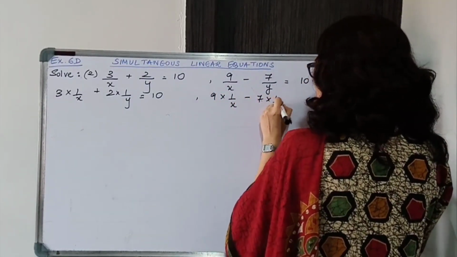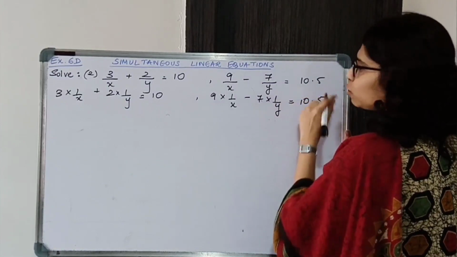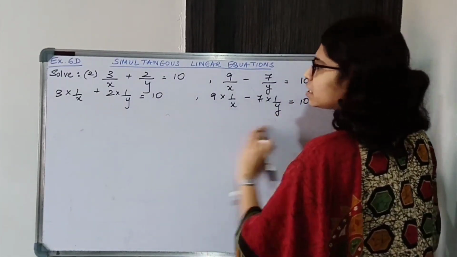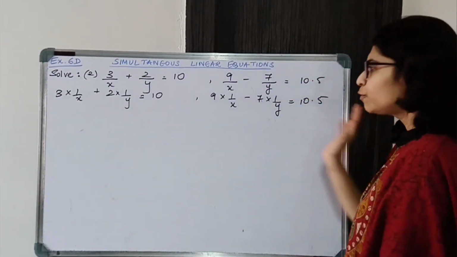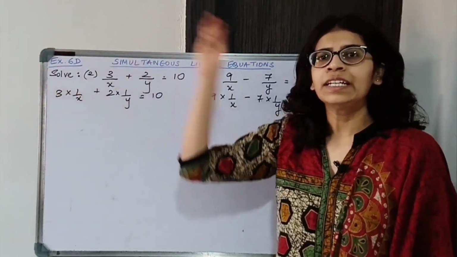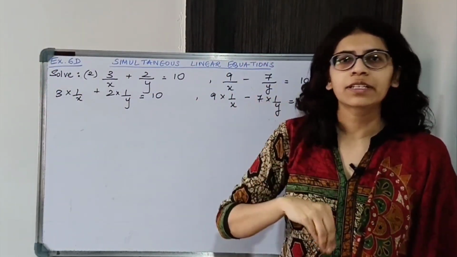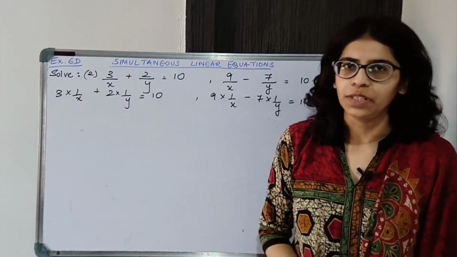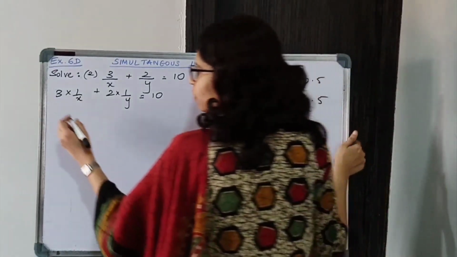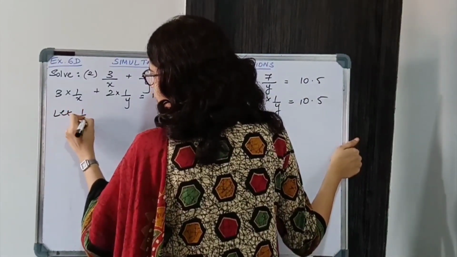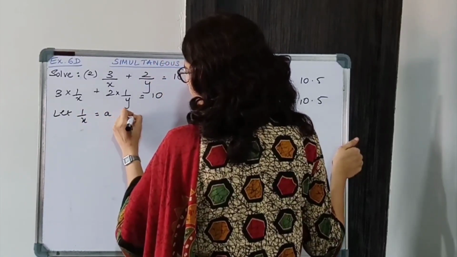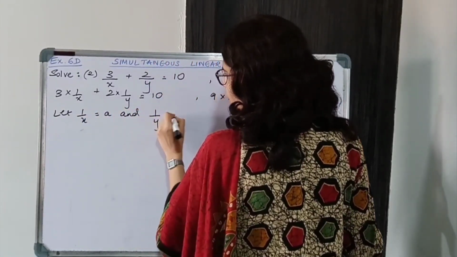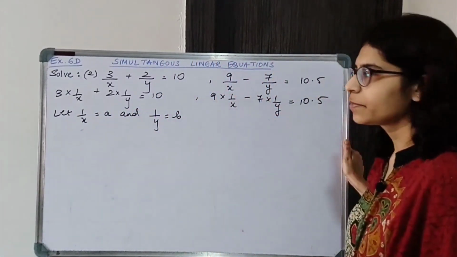Now this is optional, students. You don't need to show this. Okay, this is for understanding. So if you want to show, it's okay. Otherwise you can directly start with the statement, let 1 upon x be equal to a and 1 upon y be equal to b.